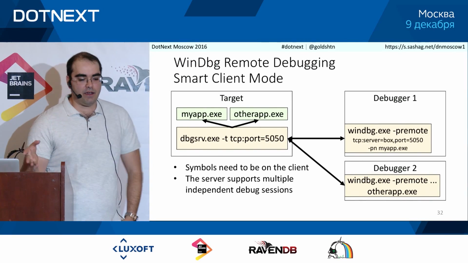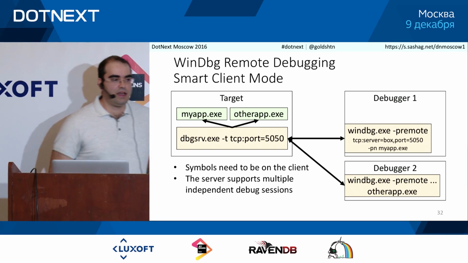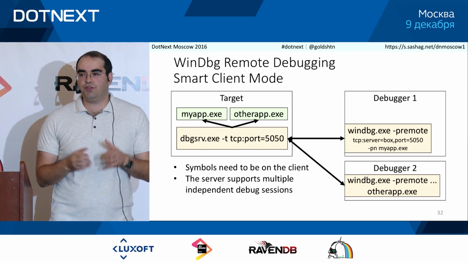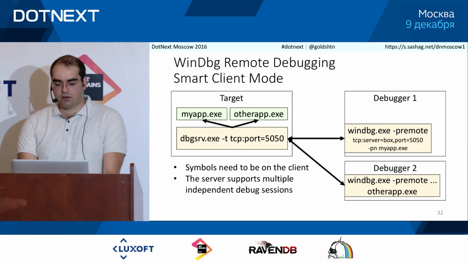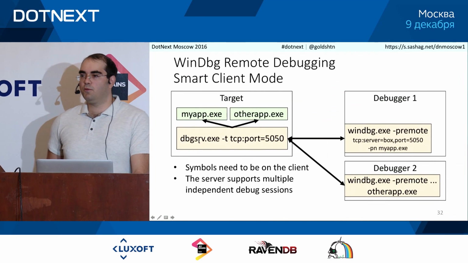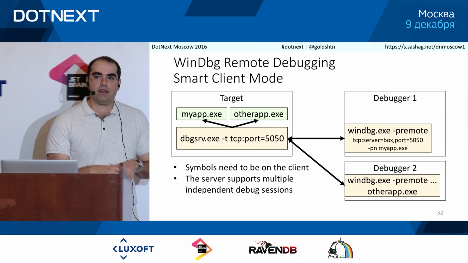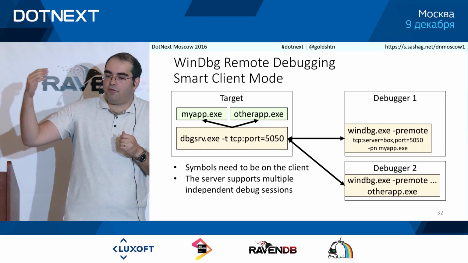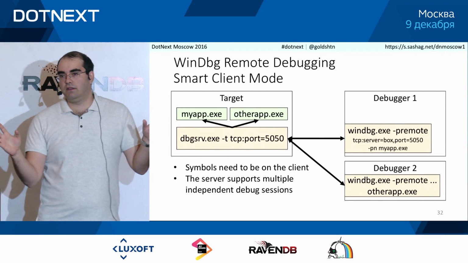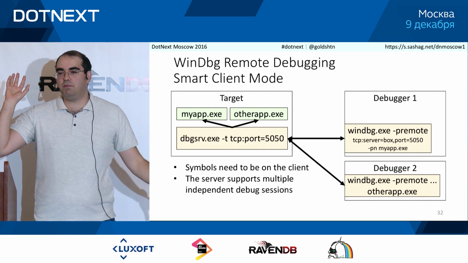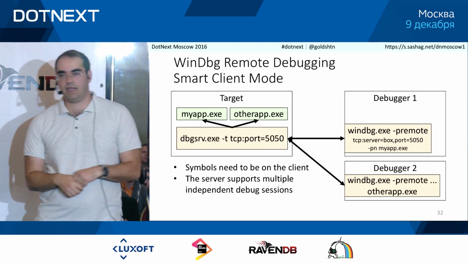Just the last debugging mode that we have in WinDbg is the smart client mode. Unlike the previous example here, you don't run WinDbg on one side and WinDbg on the other side. You run this little thing called debug SRV, which is just a simple agent that sits there in the background and listens for connections. And then what's nice in this approach is you can have multiple people connect to that server and debug independent processes. Like one can debug Notepad and the other can debug an ASP.NET application. So multiple people can connect to that server and debug at the same time.